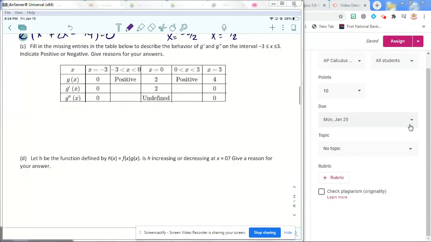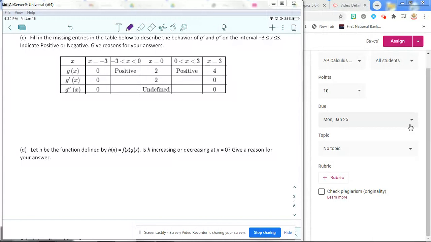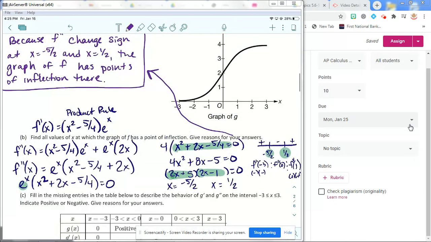Okay, and then see, I like these problems like C. So we're going to fill in the missing entries in the table below, and we're going to describe the behavior of G prime and G double prime in the intervals from -3 to 3. Now, some of them we have answers already. So we know what G prime, G double prime is at -3, at 0, and at 3. We're going to fill in those other blanks. So G is the graph we've kind of been ignoring.